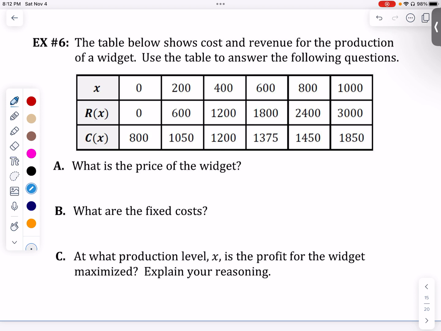Okay, next example. The table below shows the cost and revenue for production of a widget. Use the table to answer the following questions.